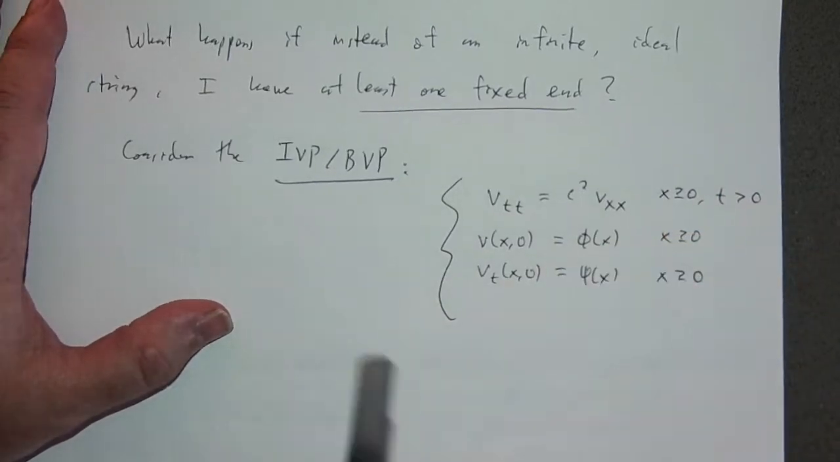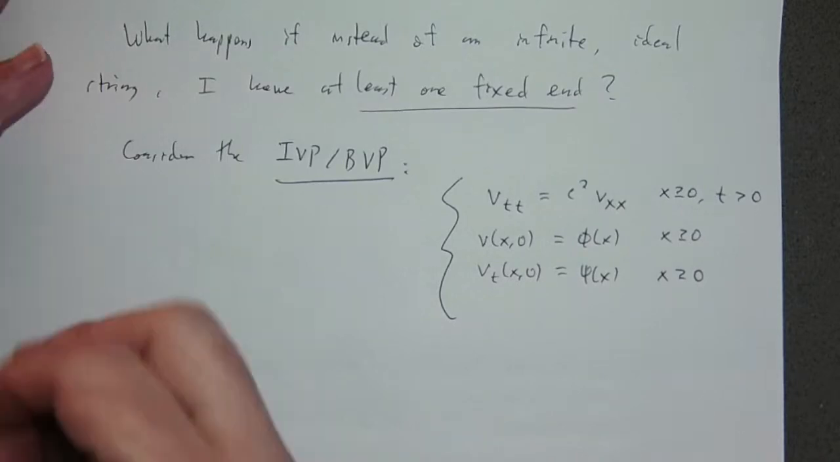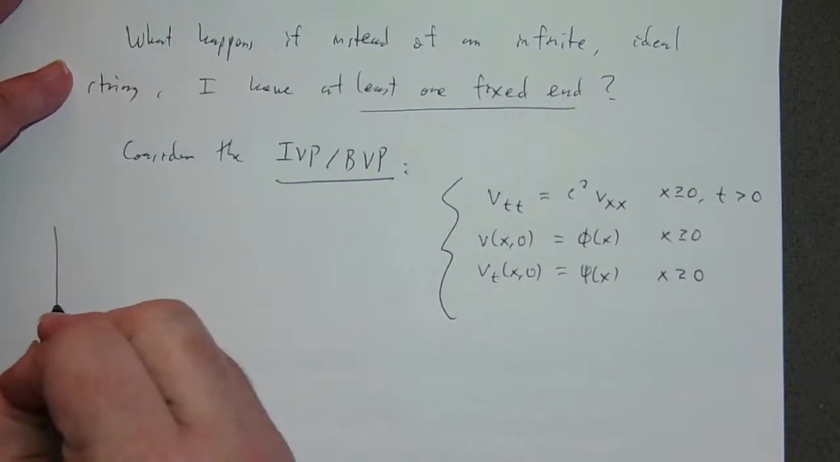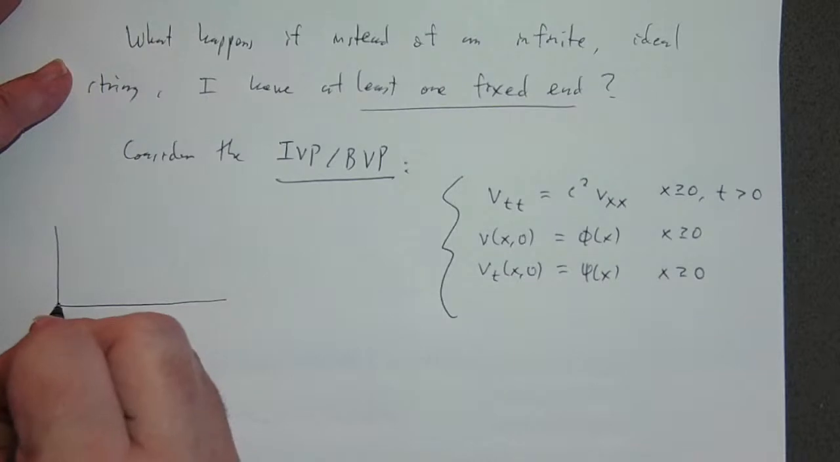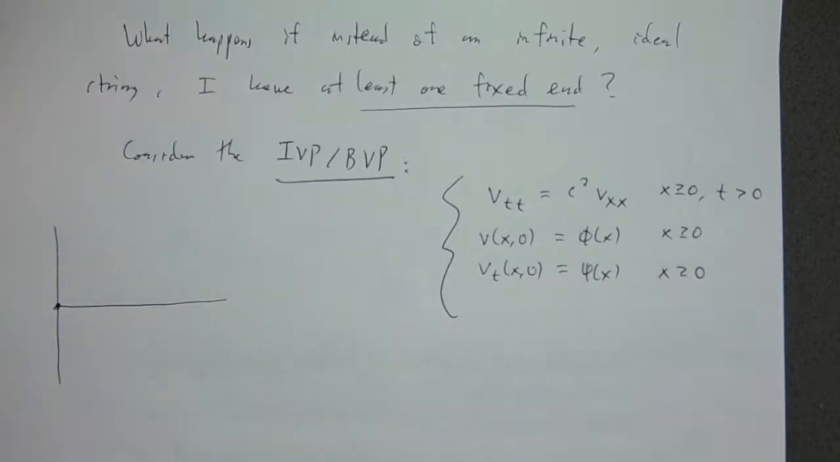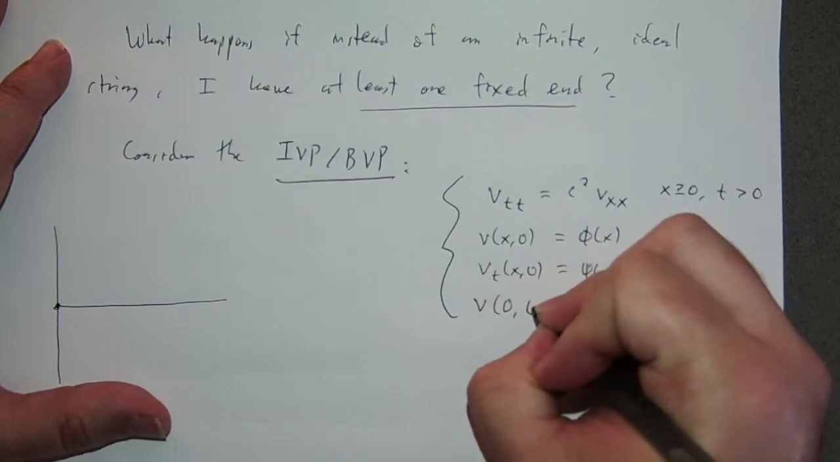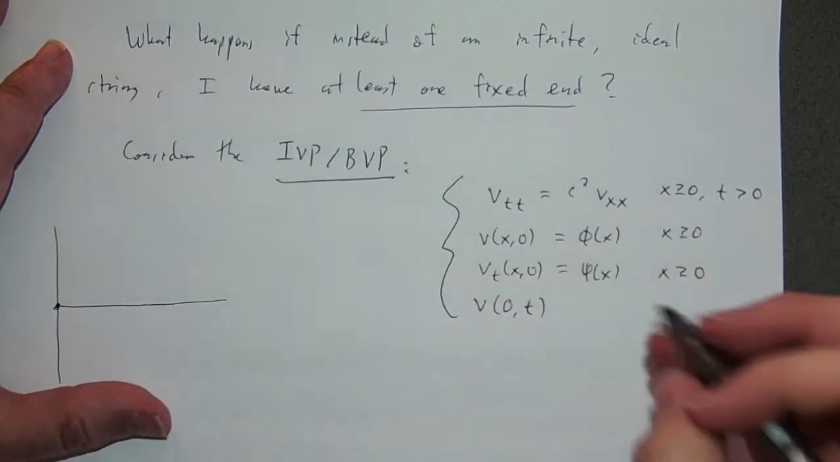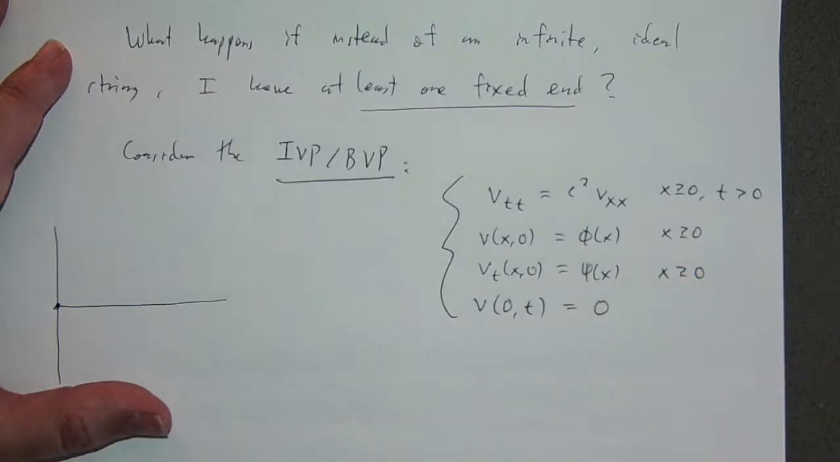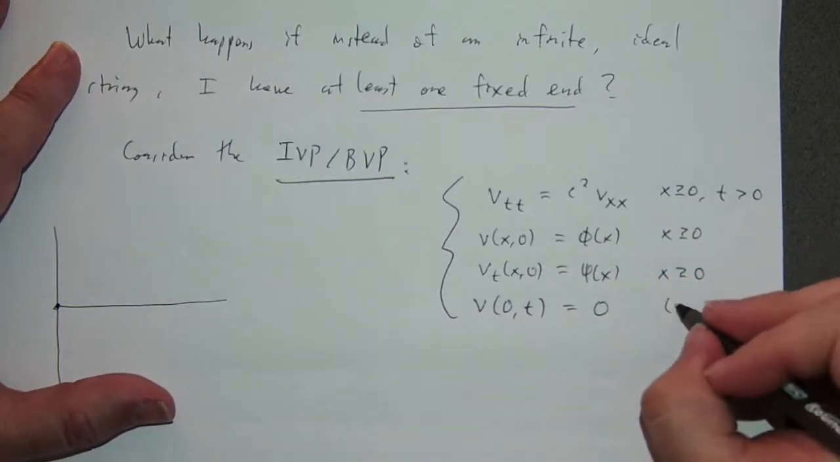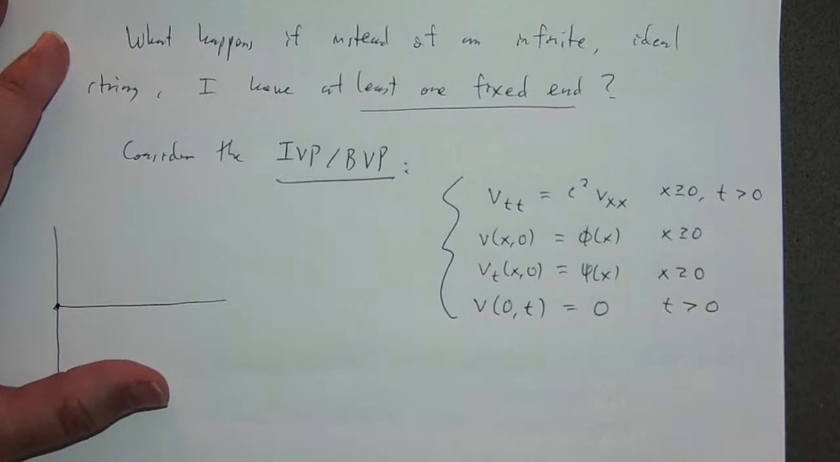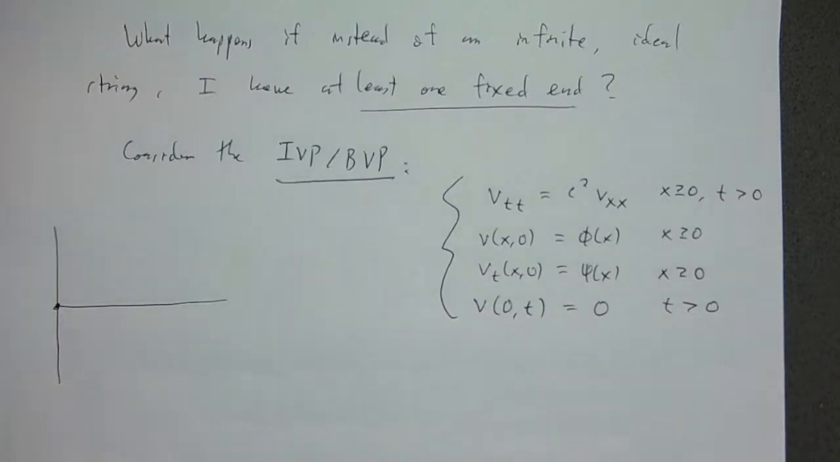And now I have a condition at that fixed end. So here, right, is my fixed end. I have some condition there. Let's say that my condition on the displacement at that end is that the displacement is 0 there. Okay.